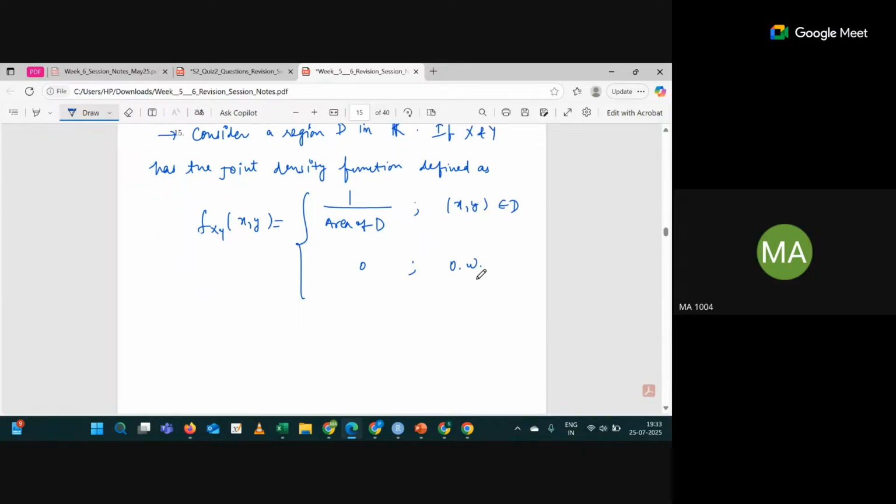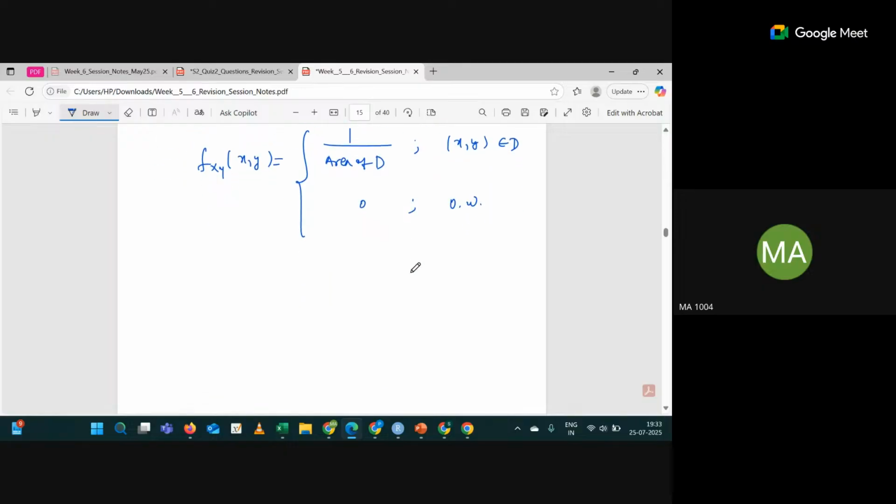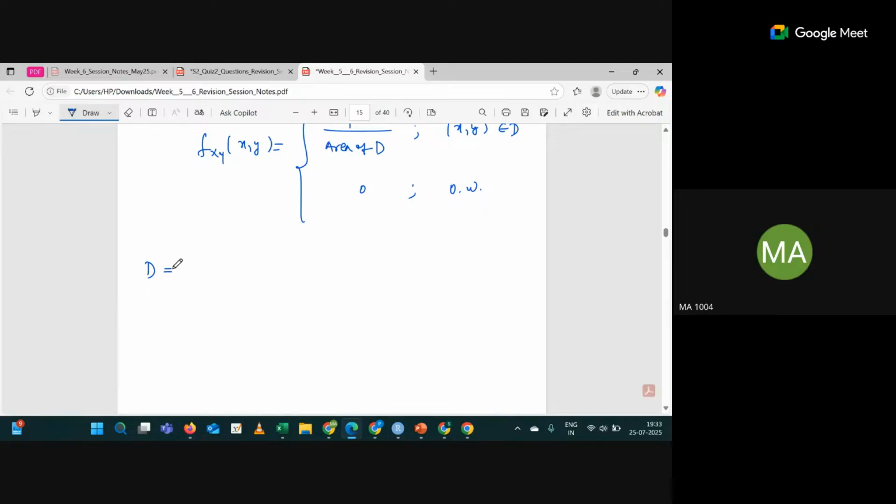Now, what is the meaning of this? How do you interpret the formula? Suppose D is defined like this: [A, B] times [C, D]. What is the interpretation? This means X will be between A and B and Y will be between C and D. Are you okay with this? You know how to calculate this, right?